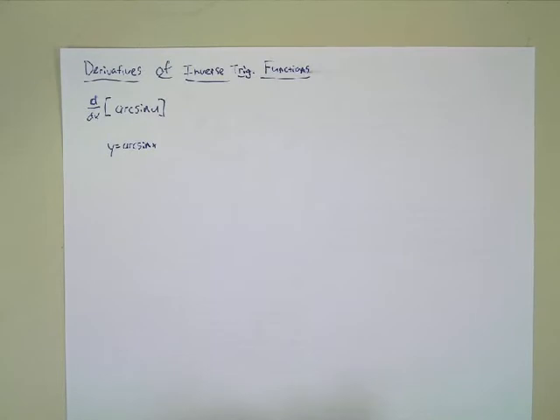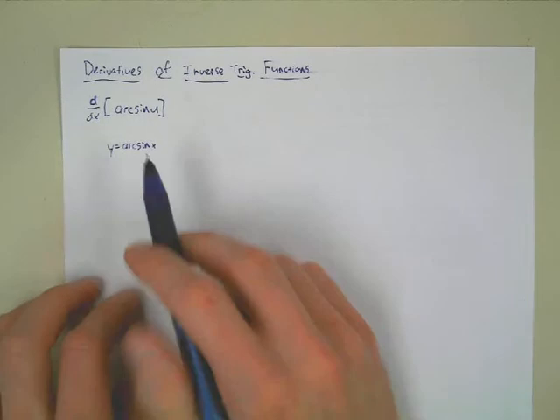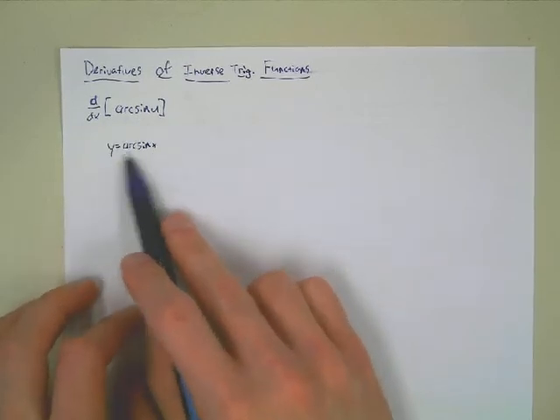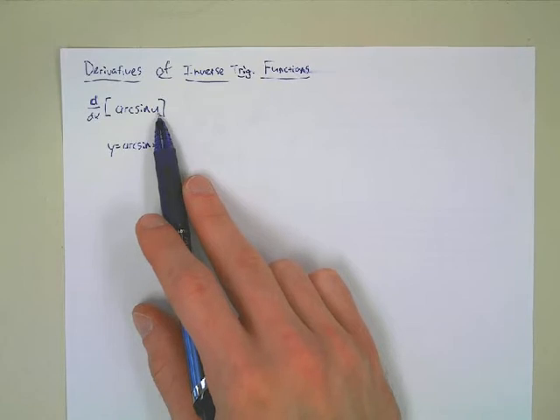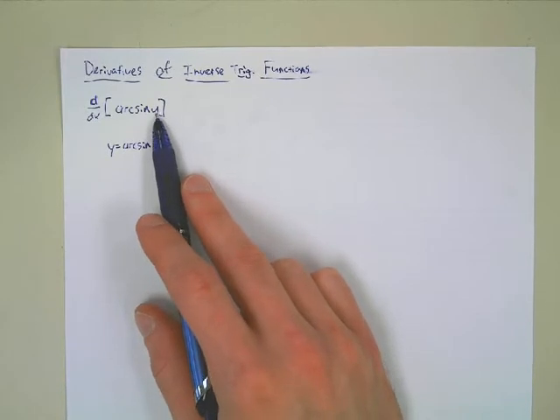Remember, u could be e to the x. u could be square root of x. u could be 2x squared plus 3x plus 1. It could be a function in there too, right? u doesn't have to be just a variable u. It could be a function. We're going to start with the basic arc sine of x. So we know, okay, if that's true, that means then the sine of y must equal x, right?